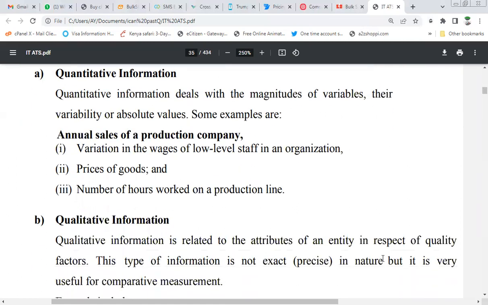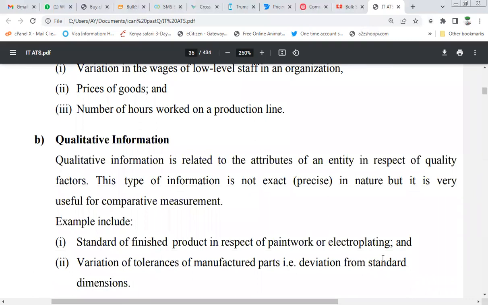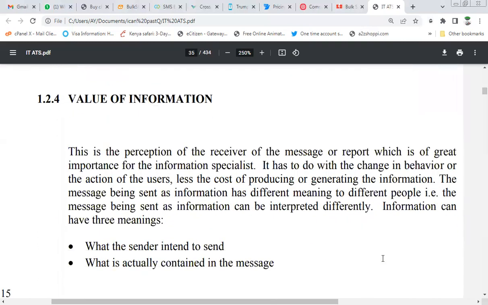Then when you talk of qualitative, it has to do with explanation. It has nothing to do with numbers and figures, but it has to do with explanation or description, to describe. So when you talk of qualitative, you talk of probably the kind of color used in painting the design, or the design of a park, which has quality material. But when you talk of quantitative, you talk of how many units or quantity of an item. That is what quantitative and qualitative is all about.